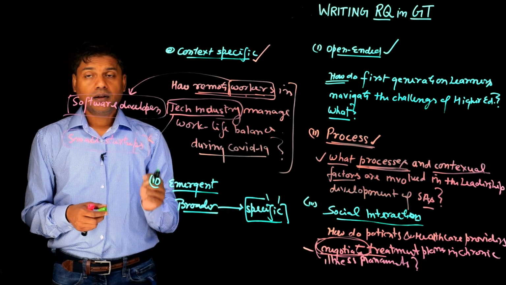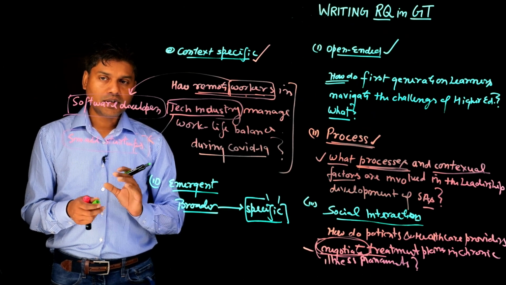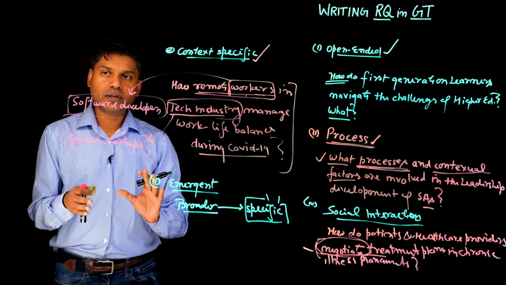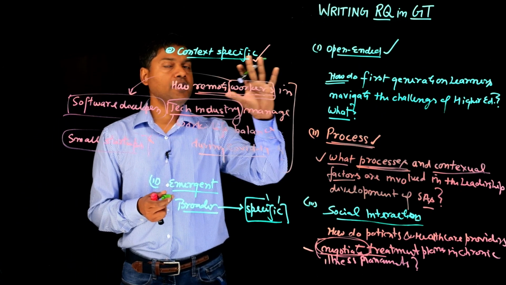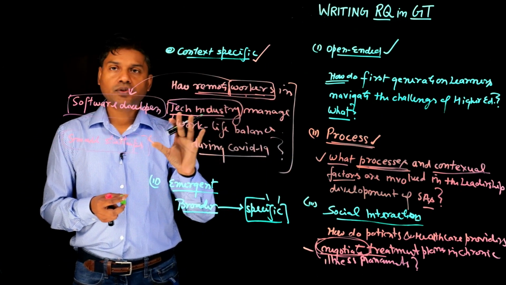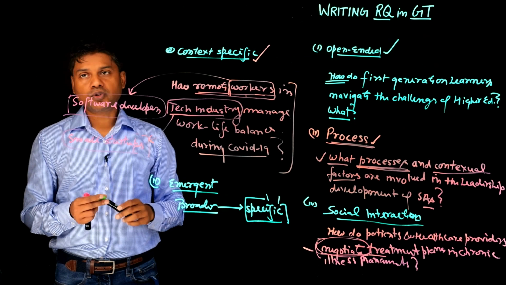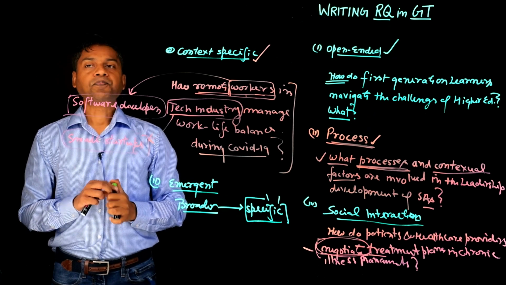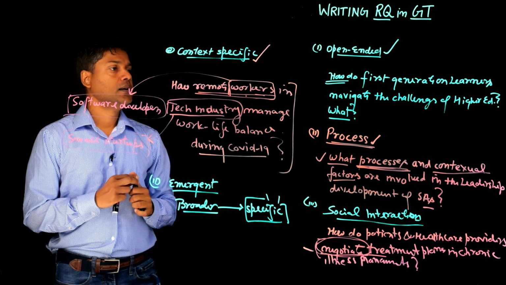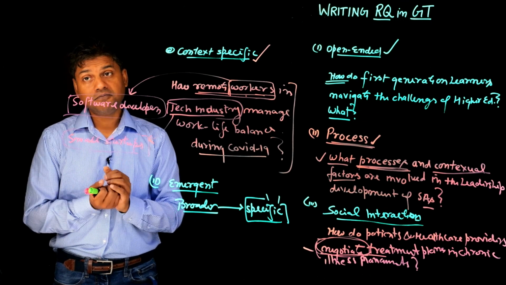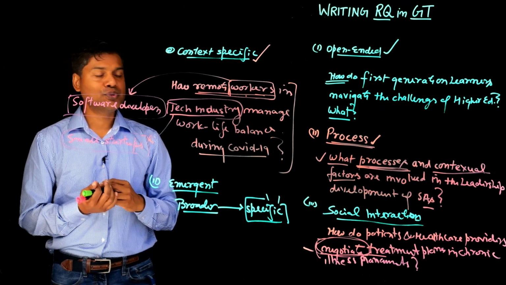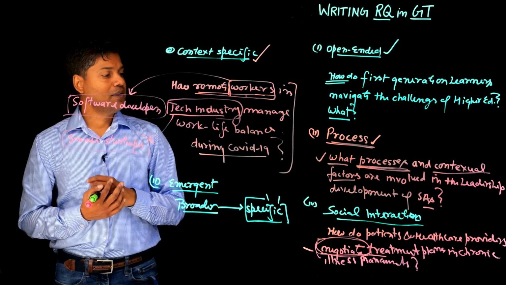So again, your research questions are changeable. They can be tweaked as you start your study. So that's briefly about the things you should keep in mind. Your research question in grounded theory should be open-ended, should reflect the process, because that's the job of a grounded theorist, to explore social processes and frameworks.